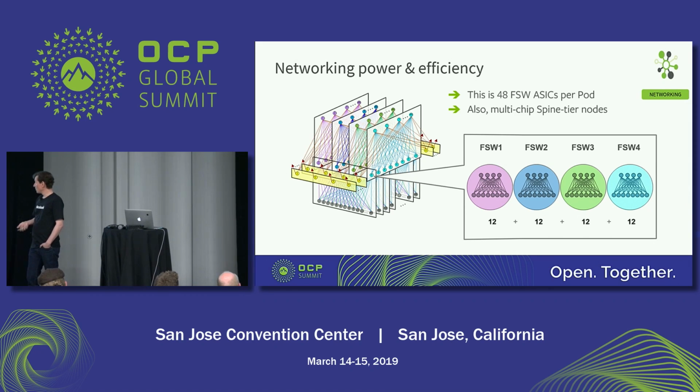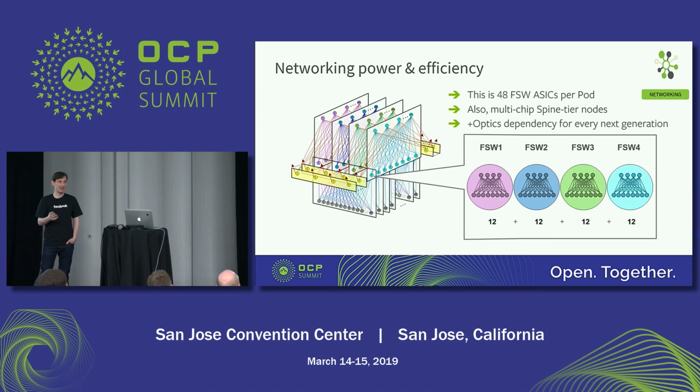The spine nodes on the upper tier of the network are also actually the same multi-chip systems. And there is optics dependency for each next generation. So when we build out the fabric to the full topological capacity, the next steps may be to expand the topology or go to higher speed links. So there is an optics need for every next speed bump.